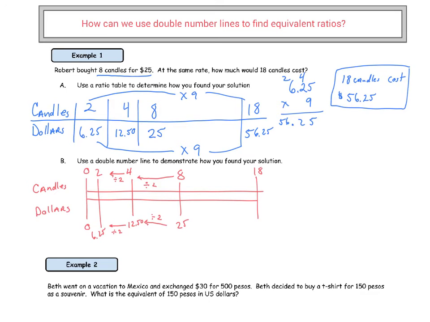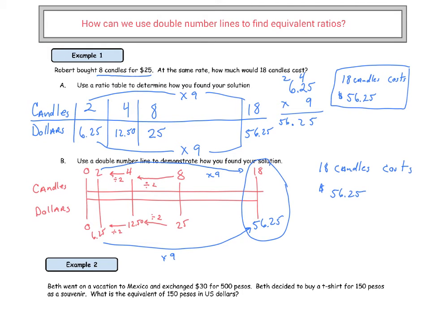Now, once again, this is something that we can work with. I see that 2 times 9 is 18. Whatever I do to the top, I have to do to the bottom to keep our ratios equivalent. 6.25 times 9 is $56.25. Our answer is right at the end here. Our sentence says 18 candles cost $56.25.